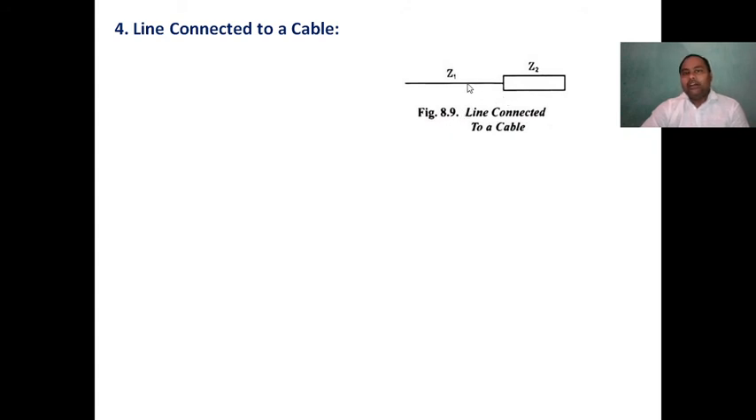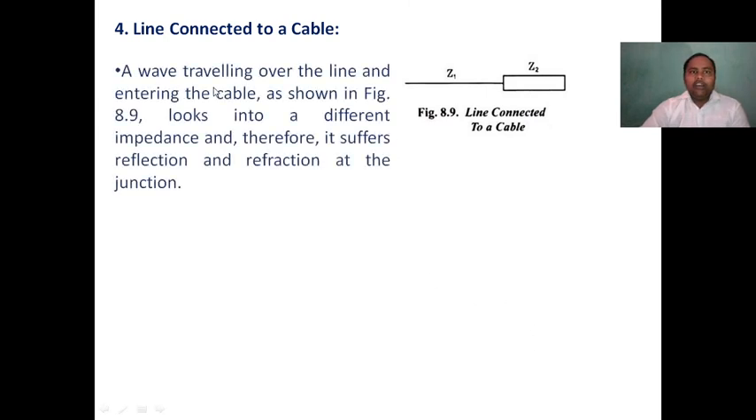Once again I repeat, whenever the impedance changes at the junction point, the wave traveling from sending end to receiving end is partly transmitted through the cable, partly reflected back to the line. This is a very important point for drawing the Bewley lattice diagrams also. A wave traveling over the line and entering the cable sees a different impedance, and therefore it suffers reflection and refraction at the junction.